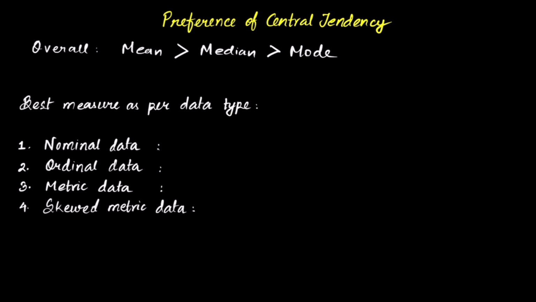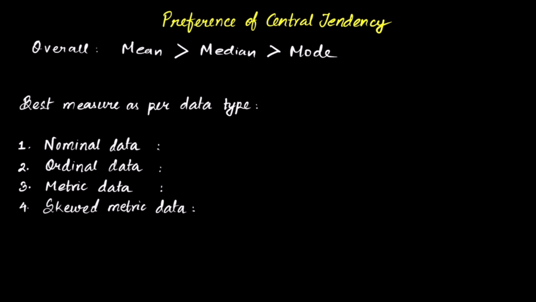The more reasons behind that you will come to know when I tell you the merits and demerits of each of these central tendencies. However, you also need to know the best measure of central tendency as per the data type that is present in the data distribution. Overall, it's mean better than median better than mode. However, this preference varies as per the data that is given. There are three types of data that we have already learned: nominal, ordinal, and metric. Nominal and ordinal contain qualitative variables. Metric contains quantitative variables.